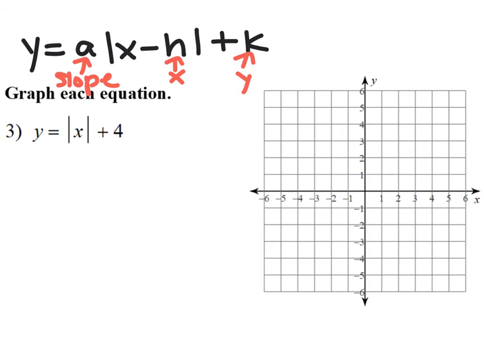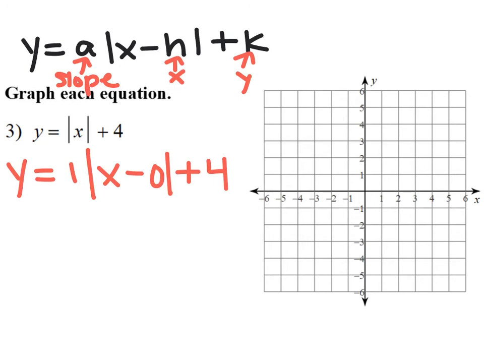For our next example, we're going to go through the same process. So first, let's rewrite our absolute value equation using the general form. So it becomes y equals, since there's nothing in front of the absolute value, 1 absolute value of x, and since there's something else inside, it's minus 0 plus 4.